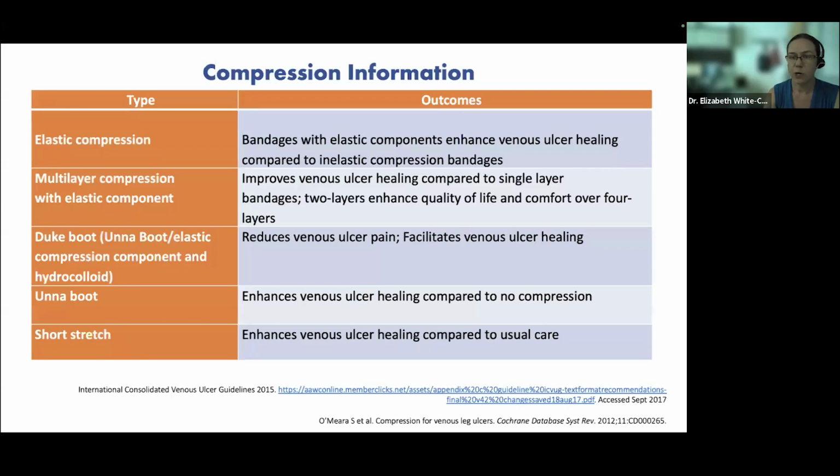So thinking about this compression information, in wound healing, we have actually quite a few things that have some robust randomized data, and this is definitely one of them, where the take-home message is some compression is better than none. So this is Cochrane level data, multiple studies, been repeated multiple times. Some people on this call might be most familiar with the Una boot. That's the zinc impregnated gauze. And then if it's a Duke boot, it's followed with the self-cohesive bandage. That's the most common way it's done.